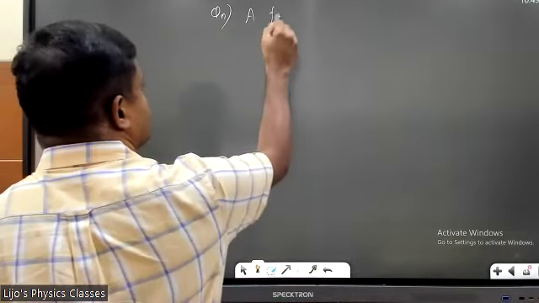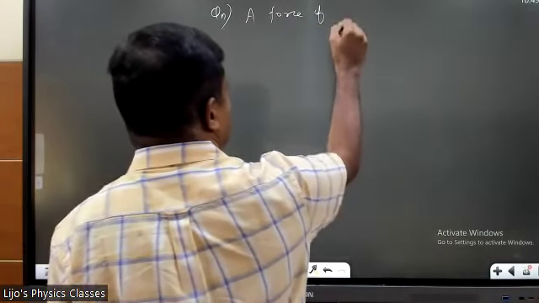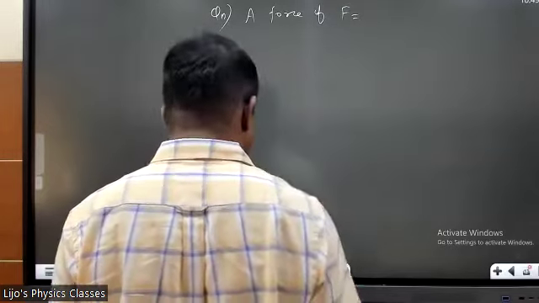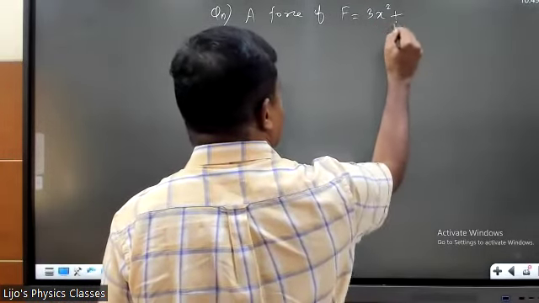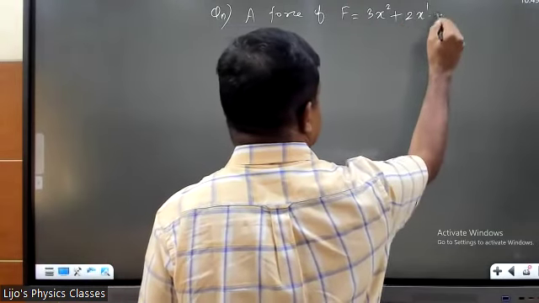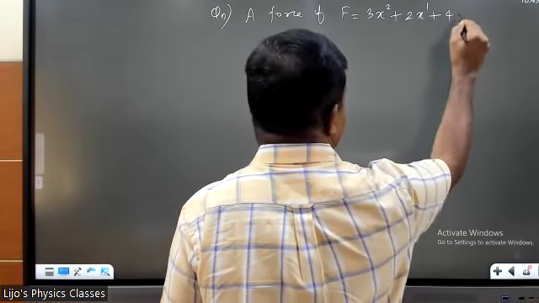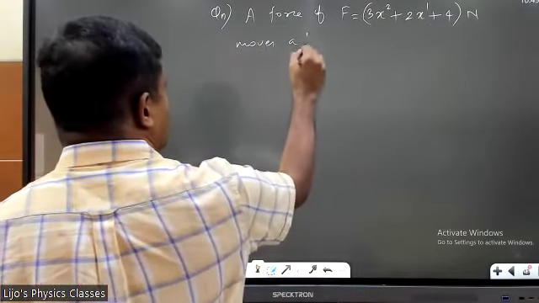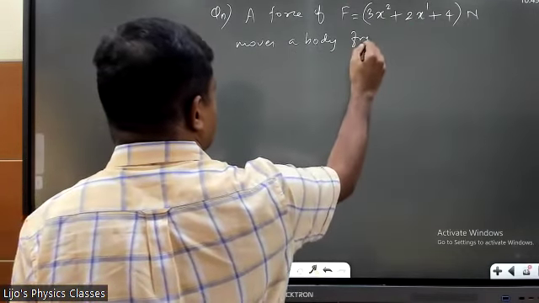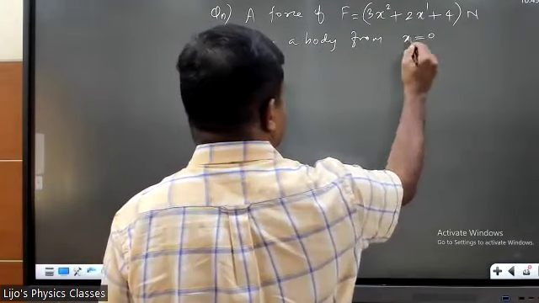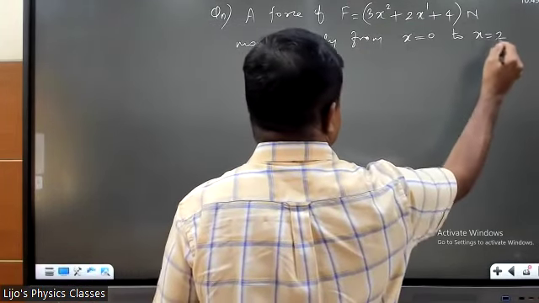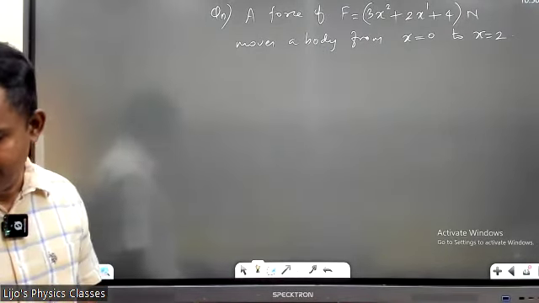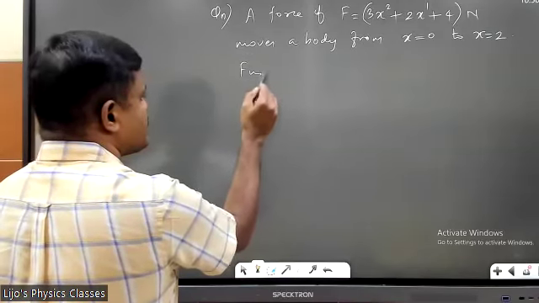A force of F is equal to 3x square plus 2x raised to 1 plus 4 moves a body from x equal to 0 to x equal to 2. Find the work done.